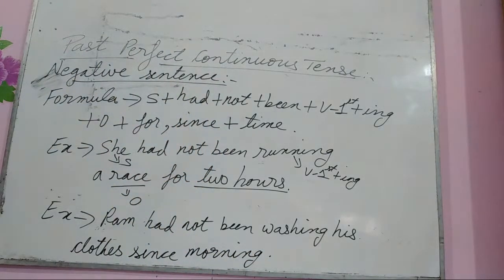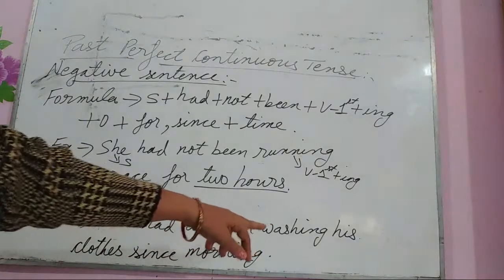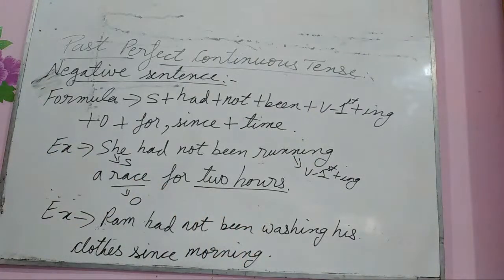The next example is, Ram had not been washing his clothes since morning. So here Ram is the subject, had not been washing is the verb of the first form plus ing. His clothes, here clothes is the object, and since morning tells you the time.